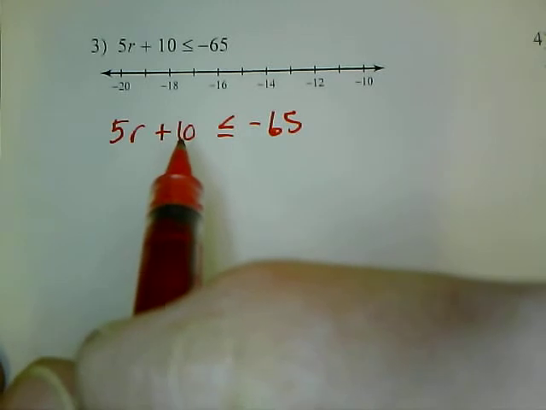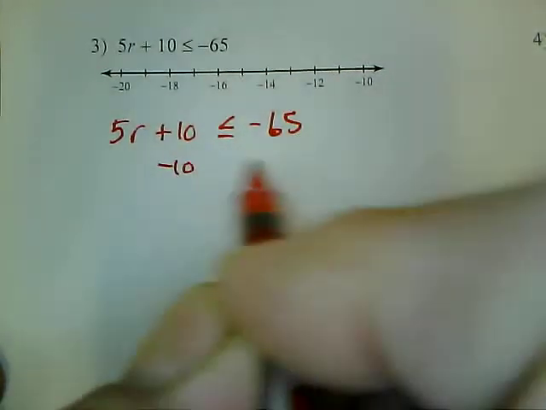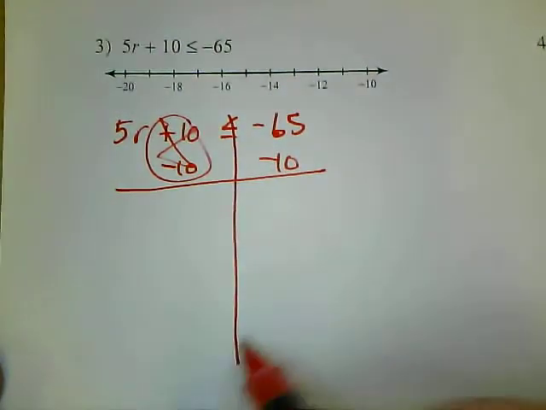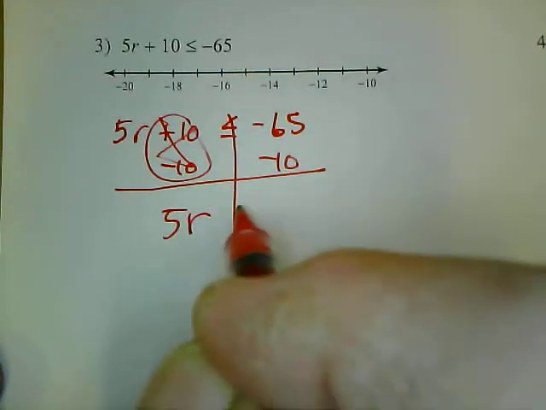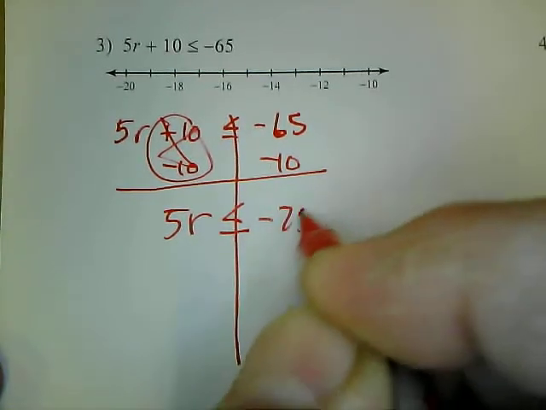So no distribute, no combine like terms, no extra variable. So I'm going to do add subtract. So I'm going to subtract 10 from both sides of the equation. I just do all my steps. If they're not there, I just skip it. Negative 65 minus 10 is negative 75.